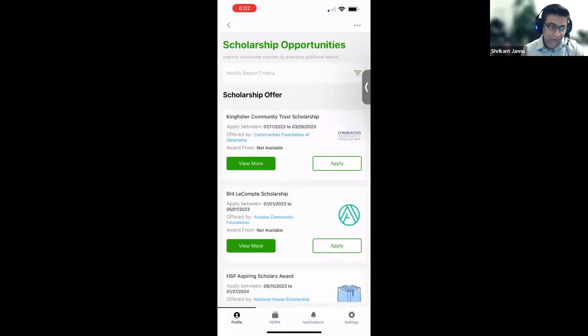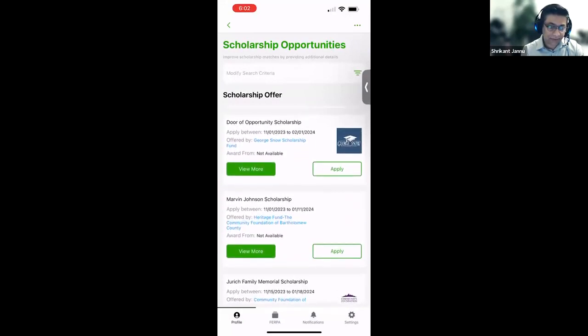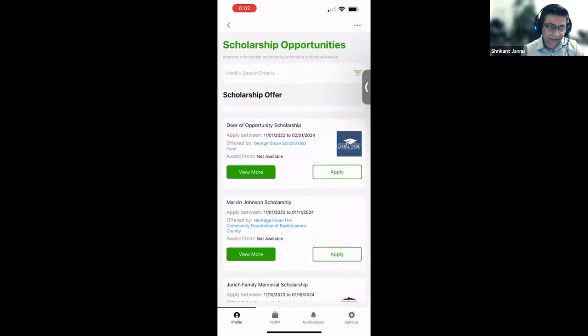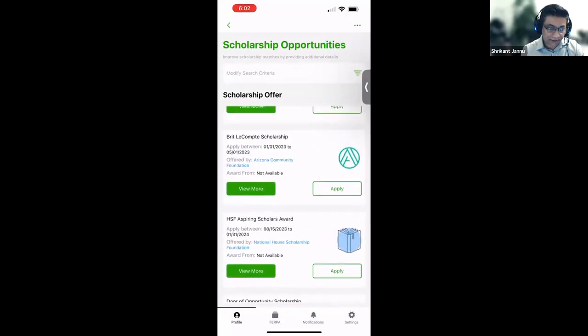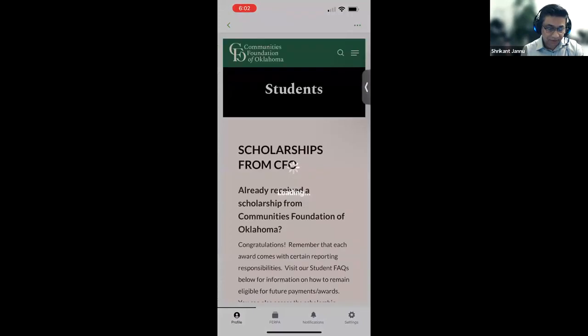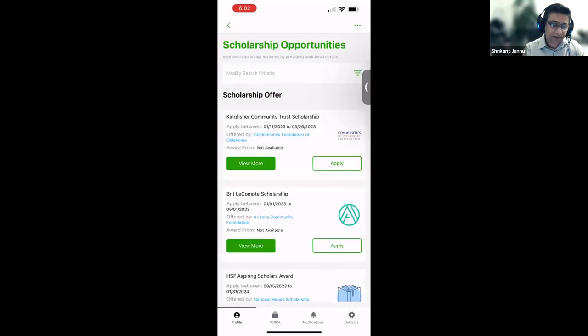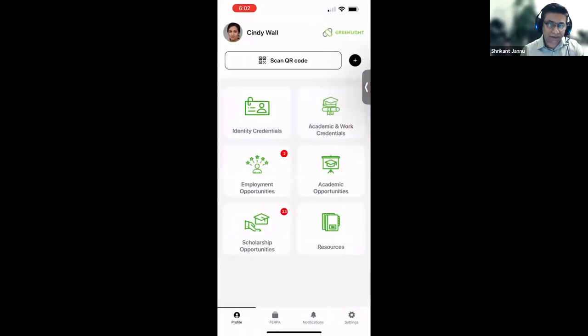Scholarship providers can post information on scholarships that they want to make sure that the students are aware of. And the students can view the information on the scholarship and apply from the Greenlight platform, which takes them directly to the scholarship provider's website. So this was a very high-level, quick 10,000-foot overview of the Greenlight Credentials platform and the mobile wallet.